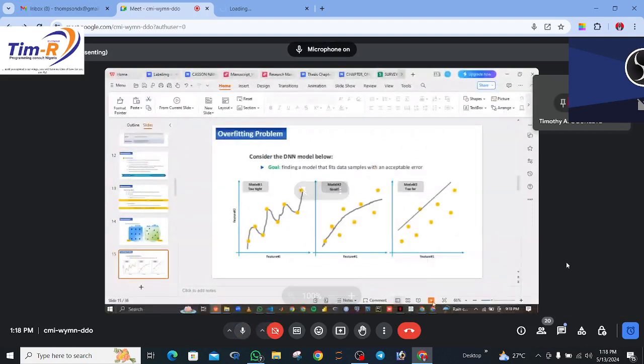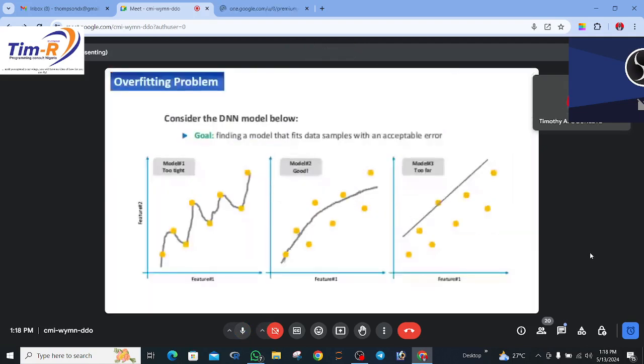Yes, now the second one is okay. The second model we have is the good one. We have less than 10 minutes for this class to end, so we'll do another one next week.